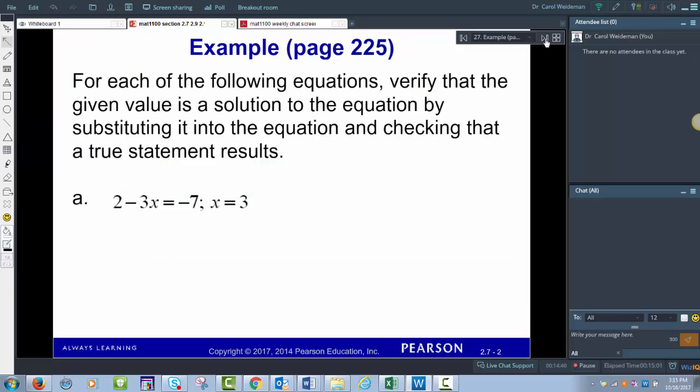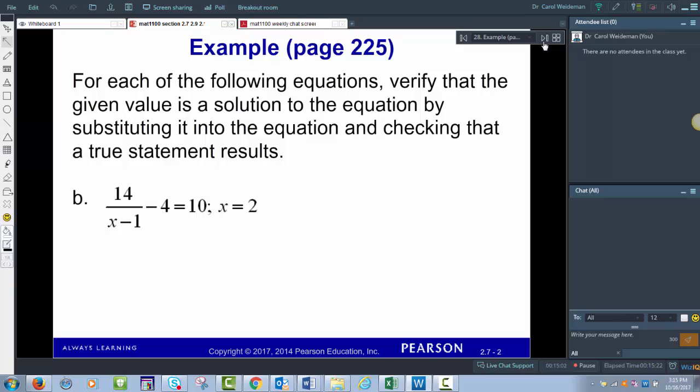So let's try for each equation: verify that the given value is a solution by substituting it in and checking that we get a true answer. So I'm going to go ahead and substitute in 3 for x. So 3 times 3 is 9. 2 minus 9 is negative 7. Does that equal negative 7? Yes. So x equals 3 is a solution to that equation.